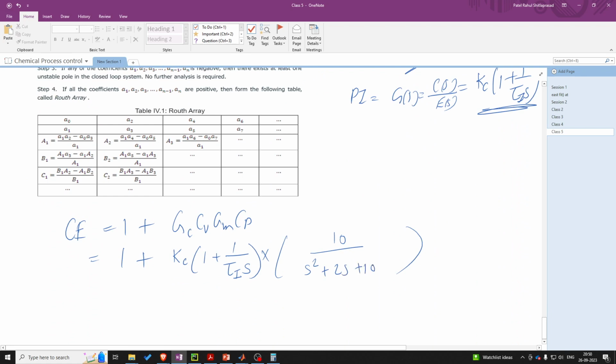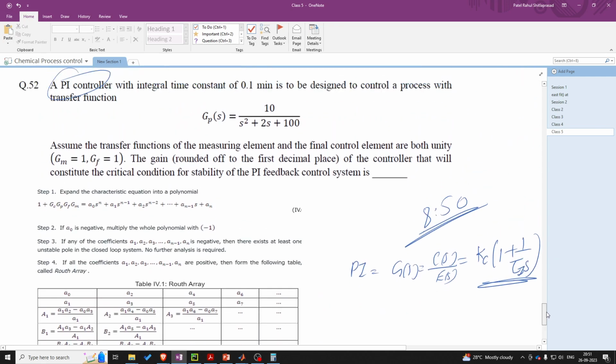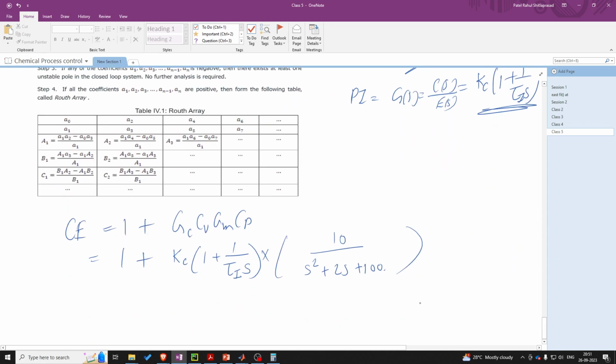S square plus 2s plus 100. So using this we will be getting a polynomial in S, and then we will be using the root array. But we have also been provided the value of integral time, that is tau I is 0.1. And the value of Kc we have to find. So this will become Kc into 1 plus 1 upon 0.1 S into 10 upon S square plus 2S plus 100.